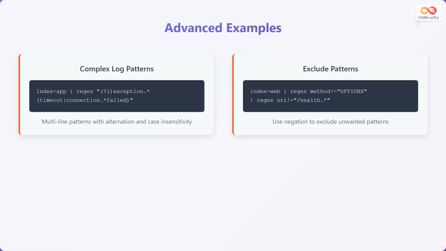Advanced regex patterns allow for more complex filtering scenarios. The pattern (?i)exception.*(timeout|connection failed) uses case-insensitive matching with alternation to find exceptions related to timeouts or connection failures. The .* allows for any characters between exception and the error conditions. You can also use negation with the != operator. For example, regex method != options excludes options requests, while regex URI != /health excludes health check endpoints.